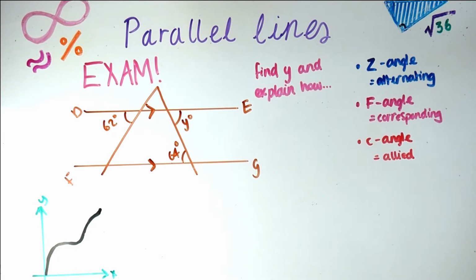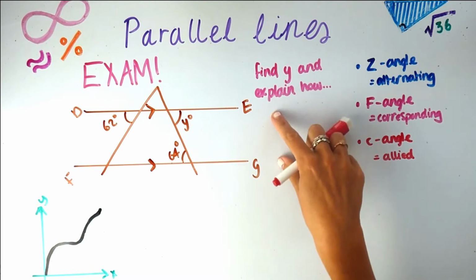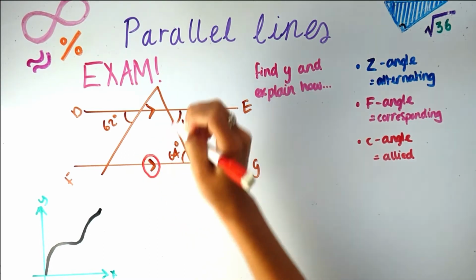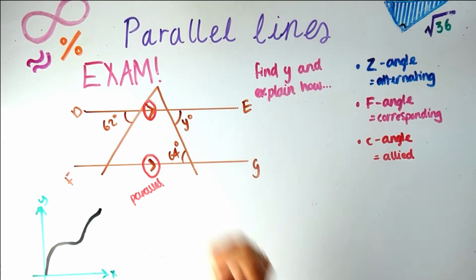Okay, so this first example says find the angle Y and explain how, and it's given us this diagram. The first thing we note when we see this question is that we have these symbols here, so we know that the lines are parallel, so we know we're probably going to have to use the Z angle, F angle or C angle. So now we know which part of our GCSE knowledge we need, we're going to try and find which one to use.